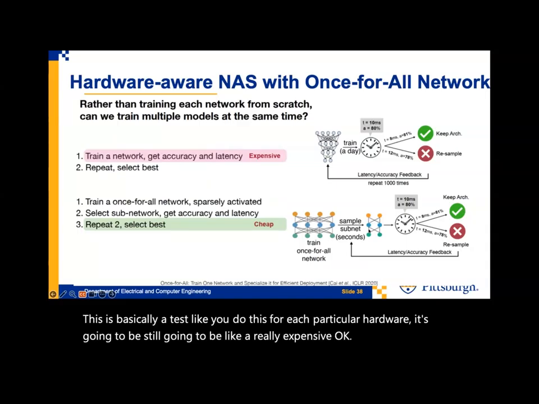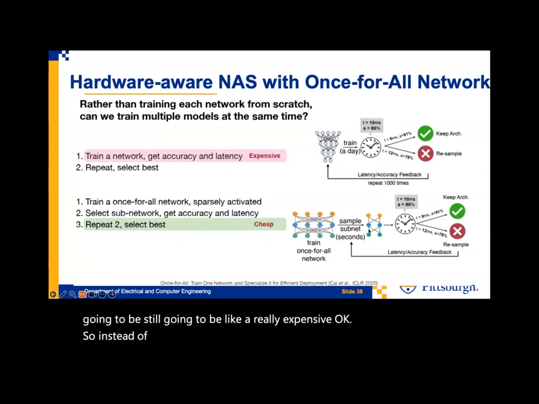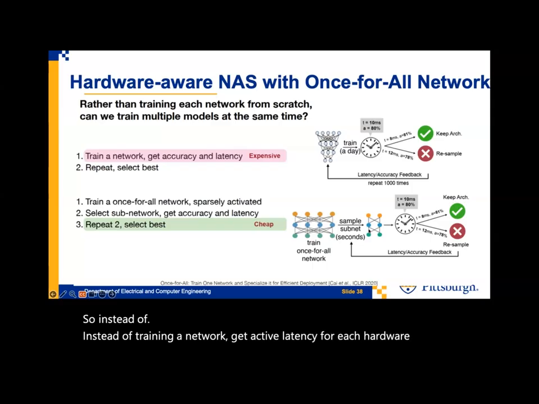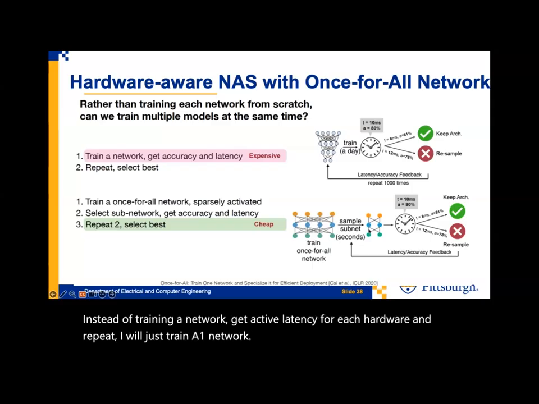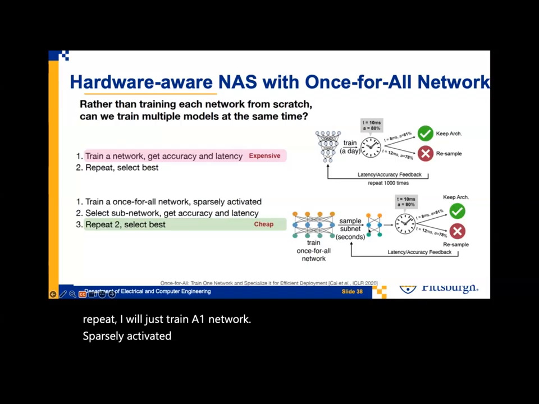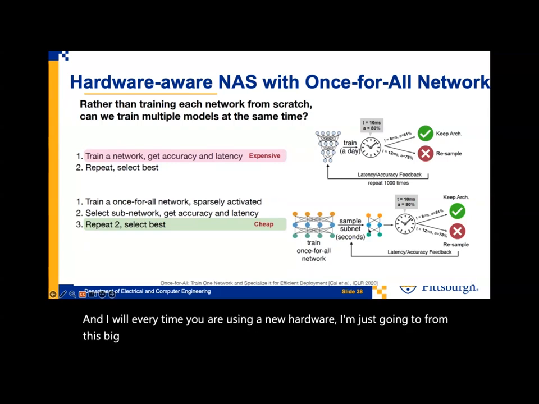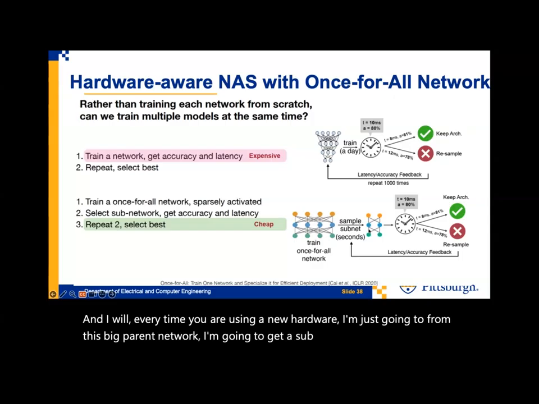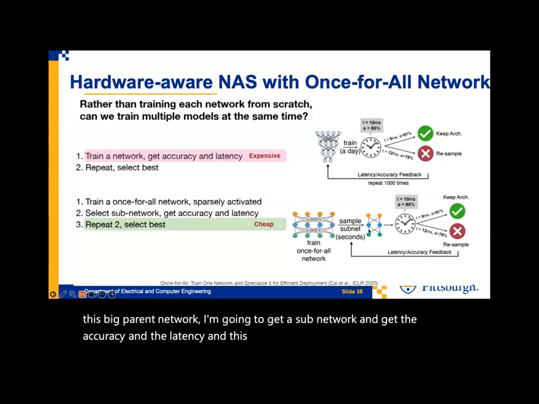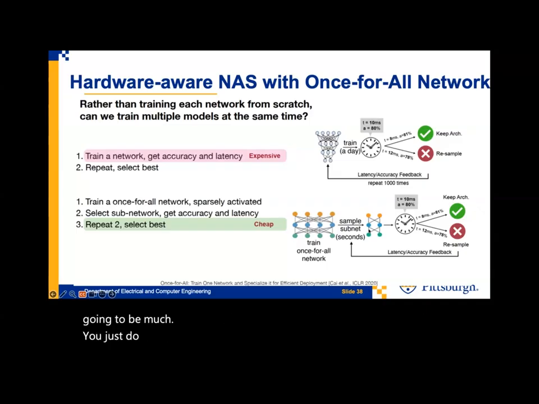So instead of training a network and getting accurate latency for each hardware and repeating, I will just train one network, sparsely activated. It's kind of like a parent network. And every time you are using a new hardware, I'm just going to get a subnetwork from this big parent network, and get the accuracy and the latency. This way, the search process is much cheaper, you just do this once, right? So that's the idea.